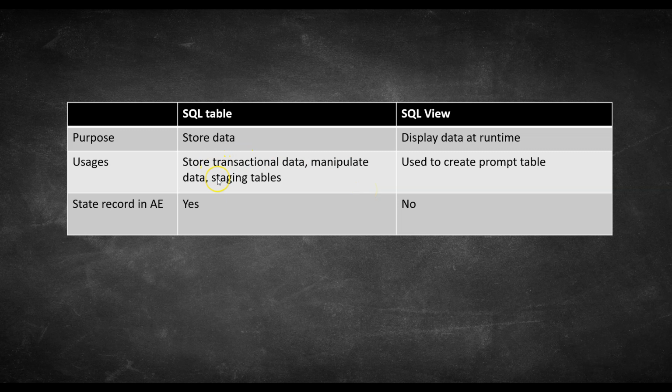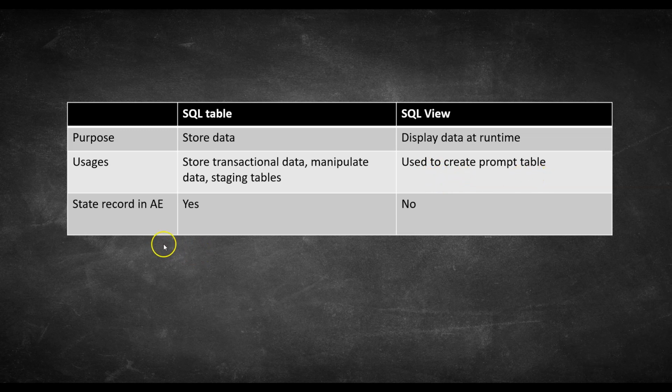As we discussed, SQL table is primarily used to store the transactional data in database, which can be used by many different applications. It is also used to manipulate the data, and we also use SQL table to create staging tables. So in staging table, we can load the data, we can do the data manipulation as per business logic, and finally we can create the transform data. These are the operations where SQL table is used. On the other hand, SQL view are often used to create prompt table in PeopleSoft.